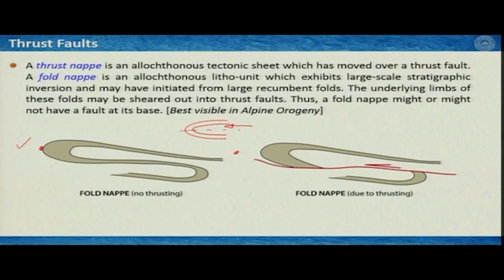So the underlying limbs of these folds sometimes may be sheared out into thrust faults, as you can see here. So this is a sheared unit, and along this the thrust has happened. So if I consider that while this is happening, this got thinned enough and then it just broke, then the travel becomes much easier. In that case, this is also known as fold nappe or thrust nappe due to thrusting. Now these kinds of structures you see in Alpine orogeny, fantastic.